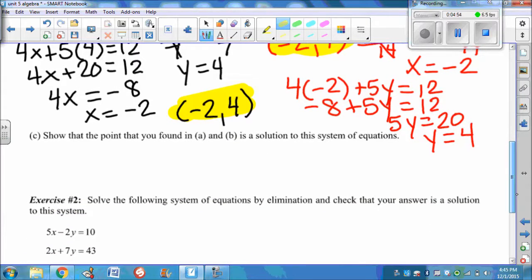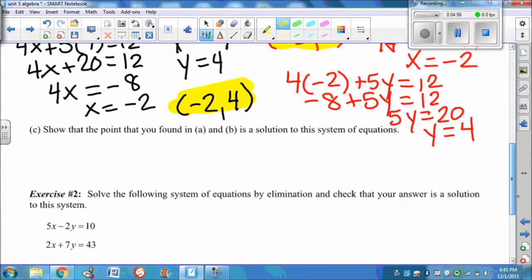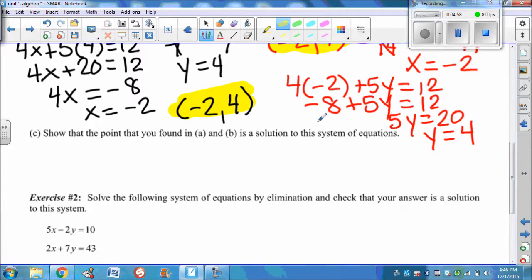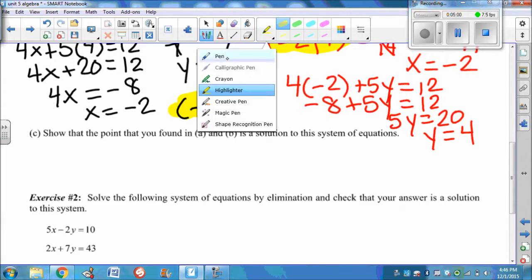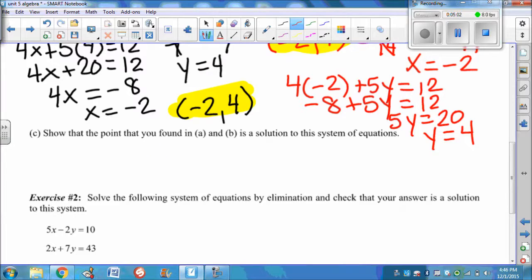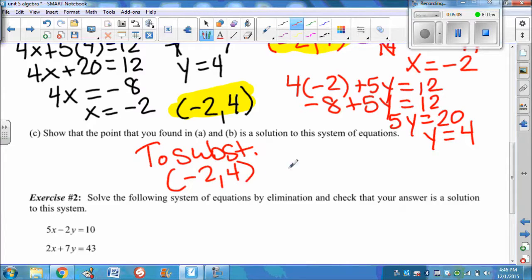Okay. Now it says show that the point that you found in A and B is the solution to the system. I'm not going to waste time on that right now. You guys know to substitute the negative 2, 4 into both equations.